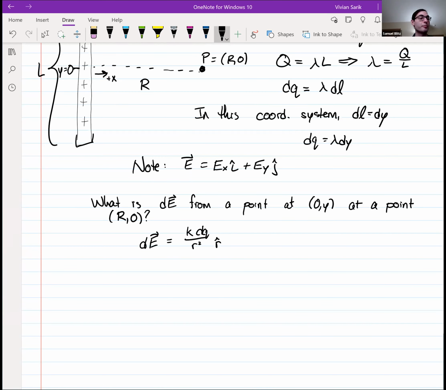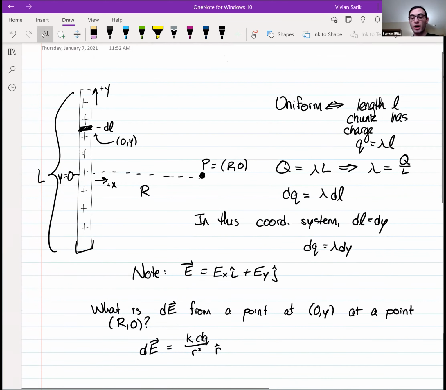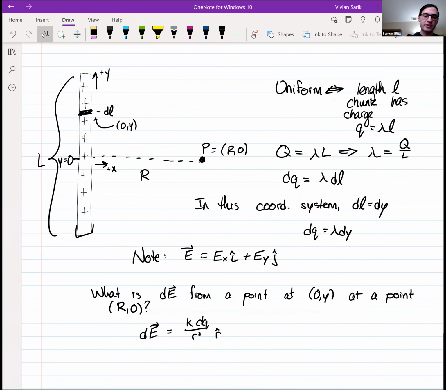And now I have to be careful. So I actually need to tell you what r and r hat are. So this chunk of rod has charge dq. We already know what that is. It's at 0, y. That lowercase r refers to this distance. This is the vector r, and it has distance r without the little arrow over it.